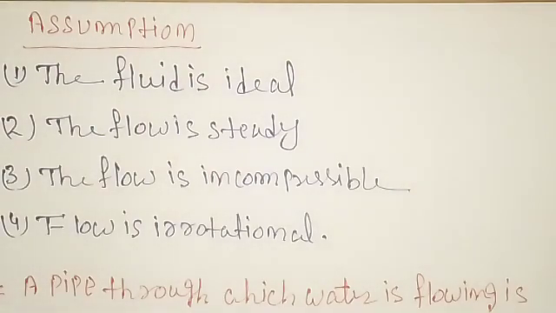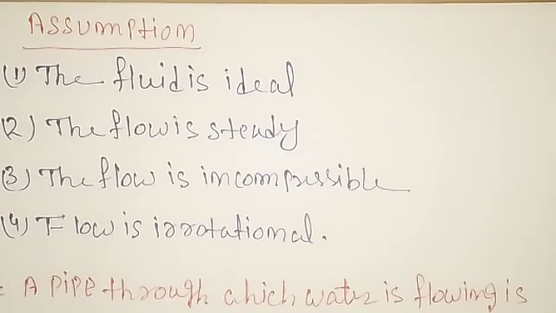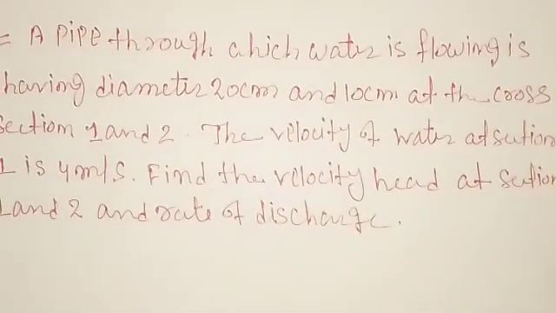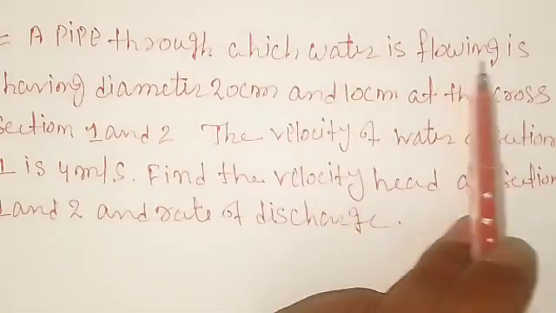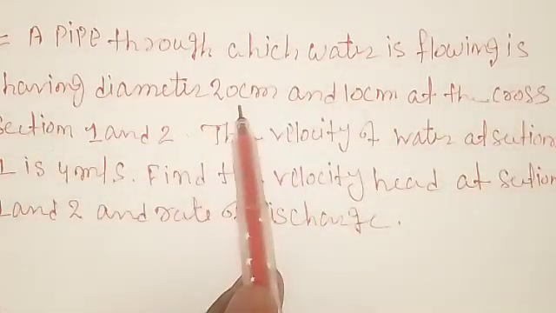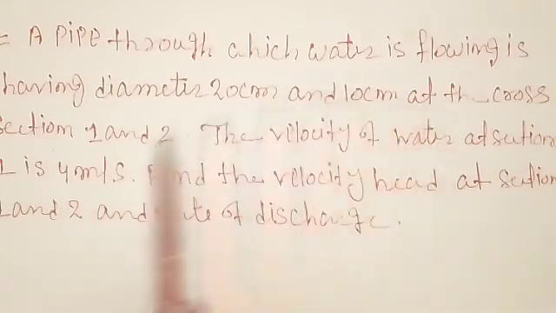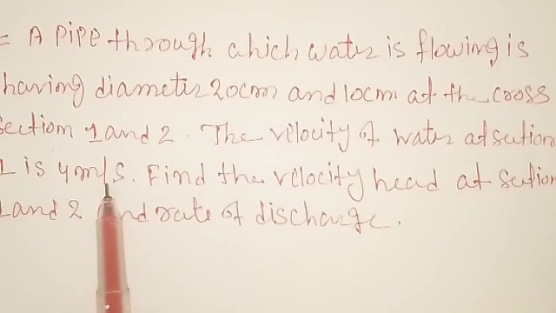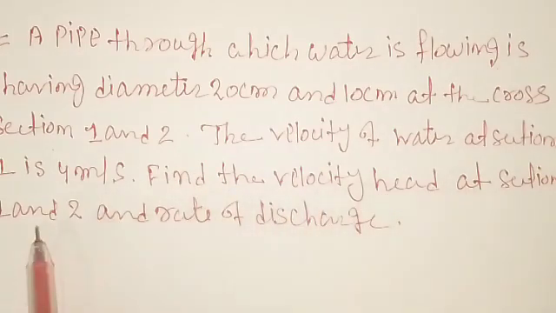So based on that, we will see how to apply Bernoulli's equation in practical applications with the help of one numerical problem. Let's see that. The problem is on the screen, please read it and write it down. A pipe through which water is flowing has a diameter of 20 centimeter and 10 centimeter at cross sections 1 and 2. The velocity of water at section 1 is 4 meter per second. Find the velocity head at section 1 and 2 and the rate of discharge, right?